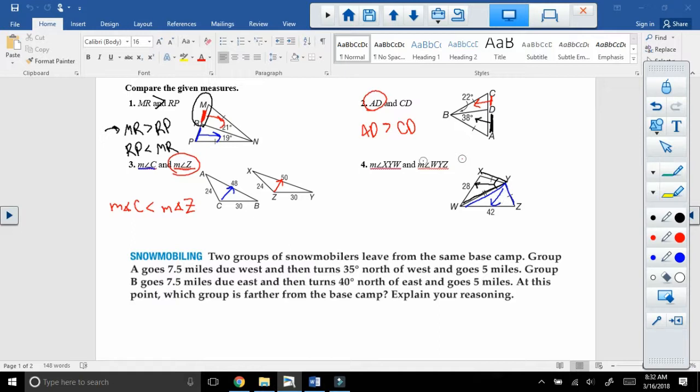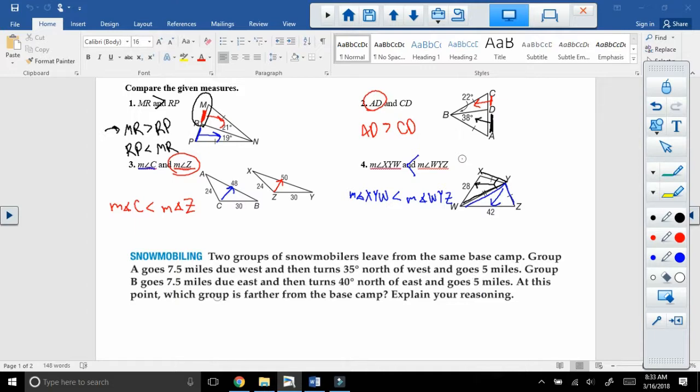The bigger is this second one here. So I could say that the measure of angle XYW is less than the measure of angle WYZ. So we don't have any way of figuring out how big these angles are. We're just going to compare the two, say which one's greater than, which one's less than the other one.